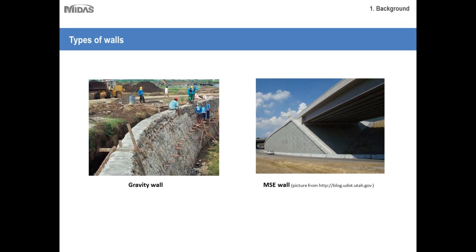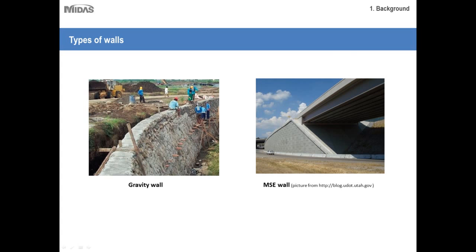So this is chapter 1 where we'll be discussing retaining wall background. As you can see in this slide here, on the left side we have the gravity wall, which is primarily used for sustaining different types of slopes with different applications.